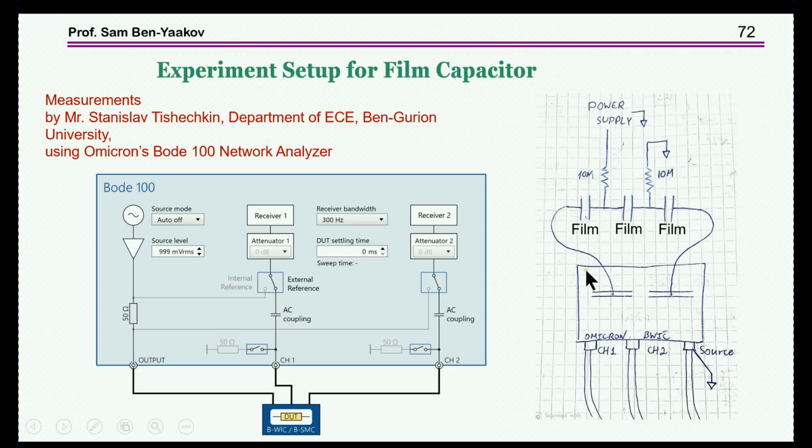So here, this is just a preparation. This is the part of the network analyzer, the Omicron, measurement made by a student of mine. This is the fixture for measuring impedances, and we have three capacitors here. All are film, and the reason I've put film here is just to make sure that I have a reference in which I don't see piezoelectricity with the same circuit, okay?